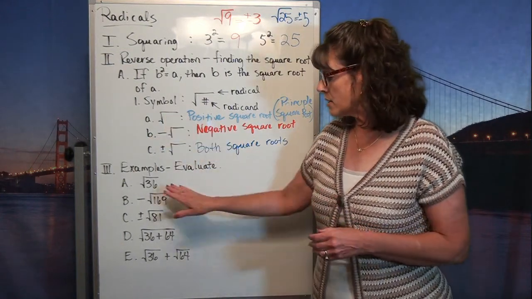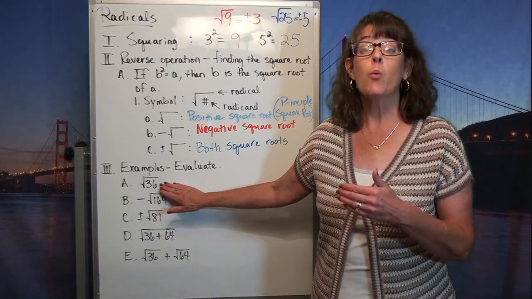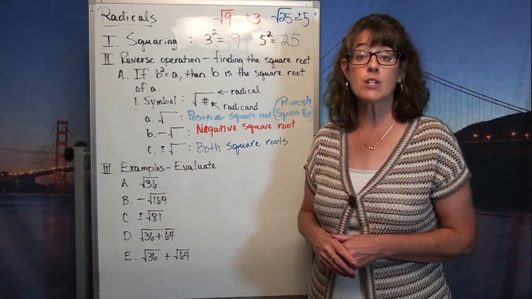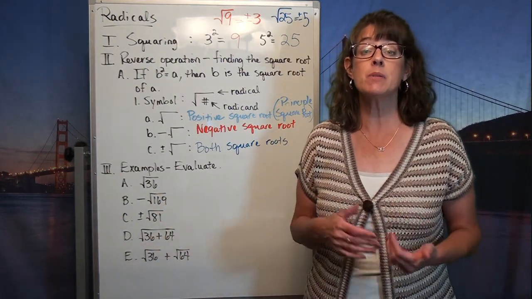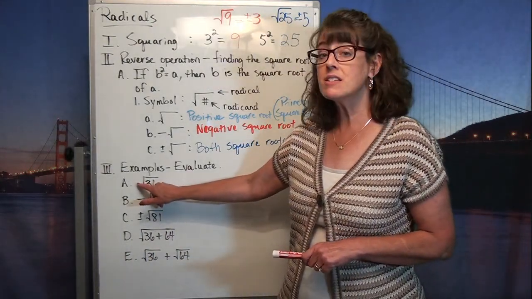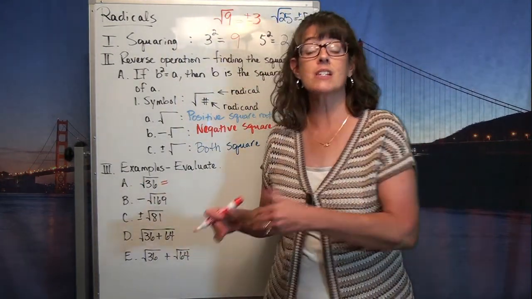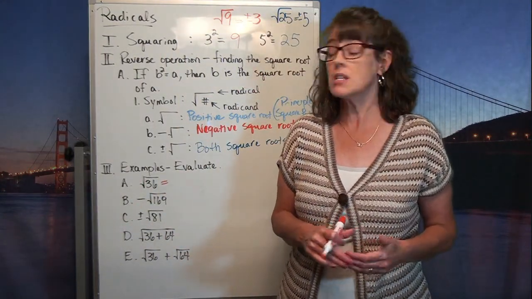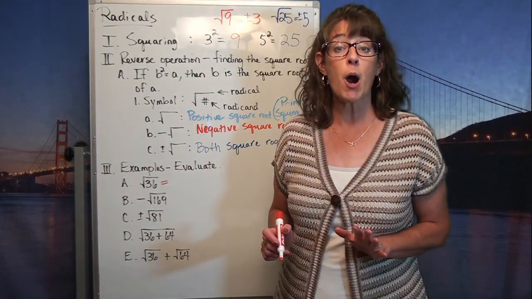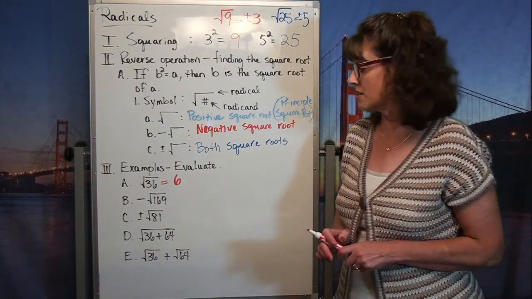So it recognizes when I'm asking what would I multiply by itself to create a 36? Yes, a 6 times itself. 6 times 6 will give me a 36. However, there's a 6 and a negative 6, because negative 6 times negative 6 will be a positive 36. But this says I'm only worried about the positive end of that, so I'm just going to look at the positive 6.